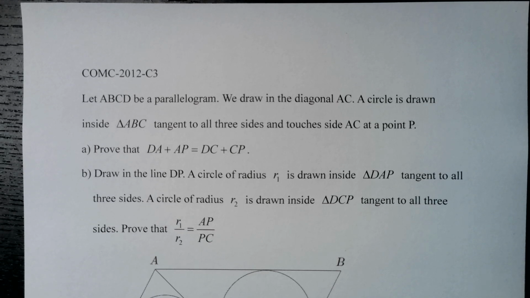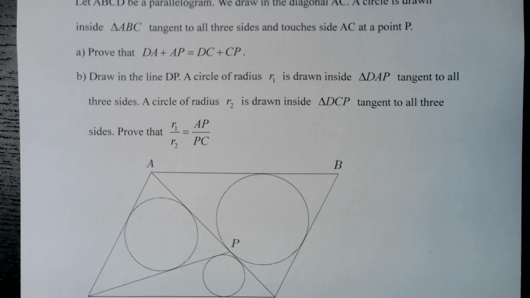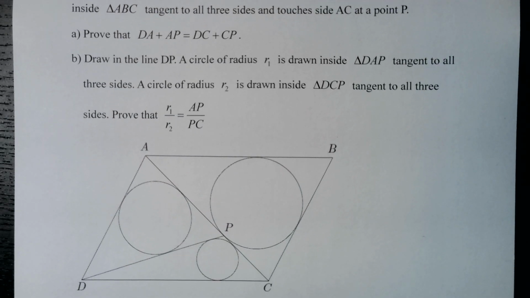Today we have another question, and as always, let's first start by reading the question. Let ABCD be a parallelogram. Now we draw the diagonal AC, and a circle is going to be drawn inside triangle ABC, tangent to all three sides, and touching AC at point P. Now let's look at the first part: prove that DA plus AP is equal to DC plus CP.